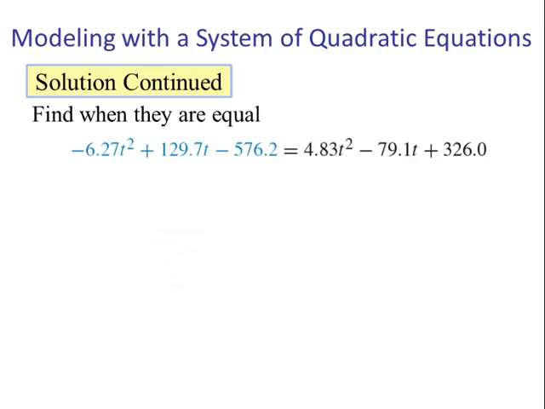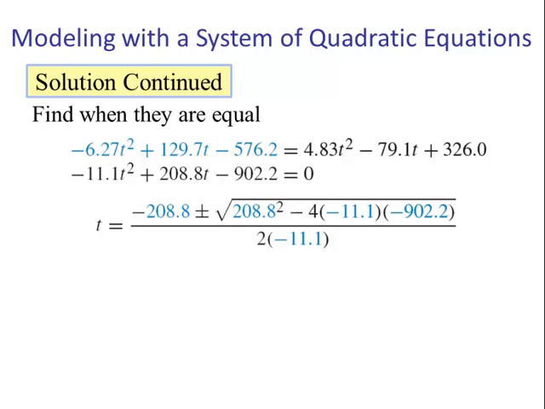Next, to find when they're equal, we set the two functions equal to each other. The next step is to move all the terms to one side so it's equal to 0. So we have negative 11.1 t squared plus 208.8 t minus 902.2, and that equals 0. So this is our value of A, this is our value of B, this is our value of C.